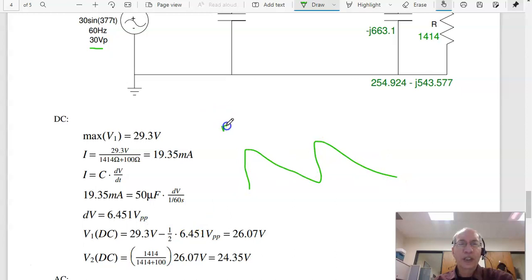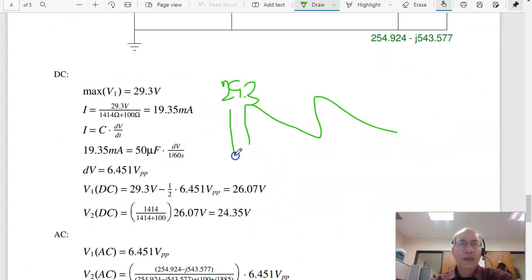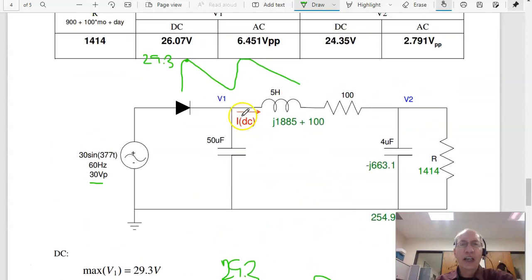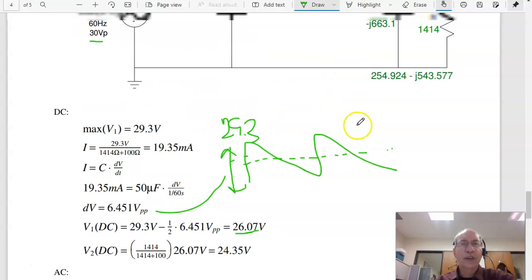It charges up to 29.3 volts, and it drops, that's your peak-to-peak ripple, 6.45 volts. The DC level then is the peak minus half the ripple, 26 volts DC. And once I know the V1 DC, I can find V2 DC, which is just R over R plus 100 times V1, 24.35 volts.